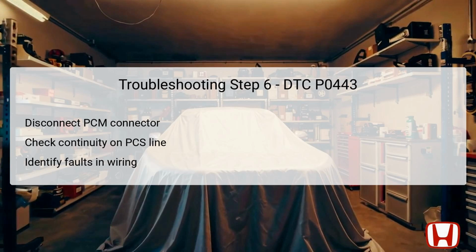You will measure continuity between test point number 2 of the EVAP Canister Purge valve 2P connector and number 12 of the PCM connector. Conduct this test while maintaining all components disconnected and the vehicle off. If continuity is present, it indicates that the PCS connection is solid. However, detecting no continuity will signal an open circuit issue in the wiring that requires immediate correction.